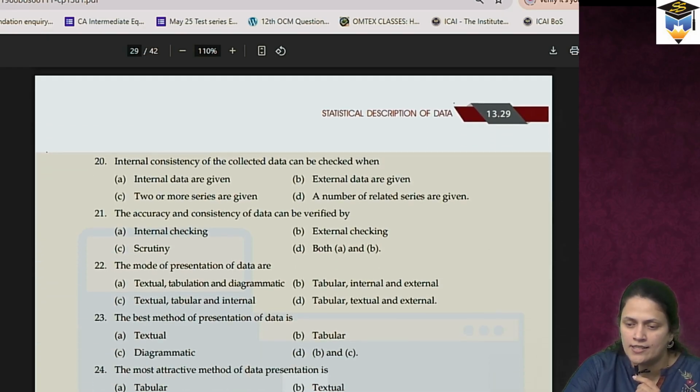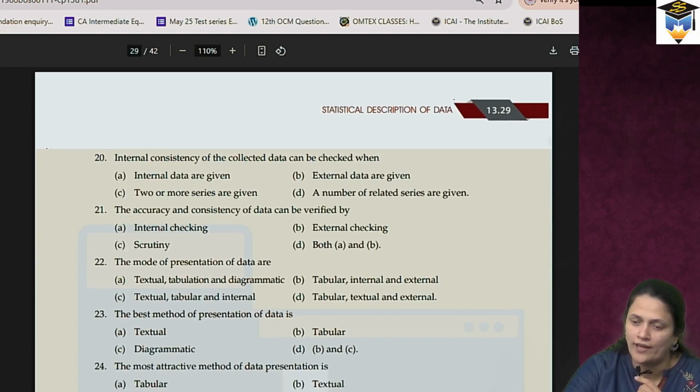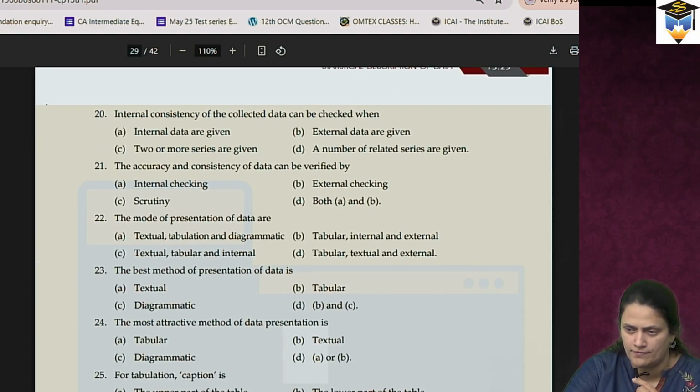20, internal consistency of collected data can be checked when number of related series, because see, in order to find out whether a data is consistent or not, you should know what has happened before and after as well. Then only you can provide the connecting link. Then 21st, accuracy and consistency of data can be verified by scrutiny.